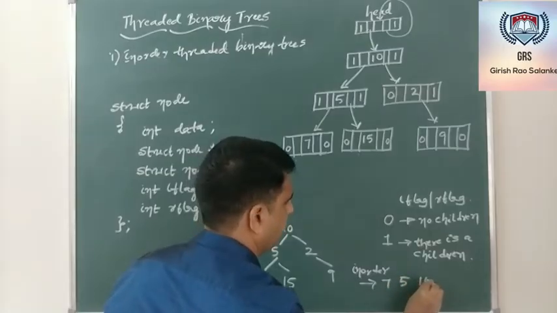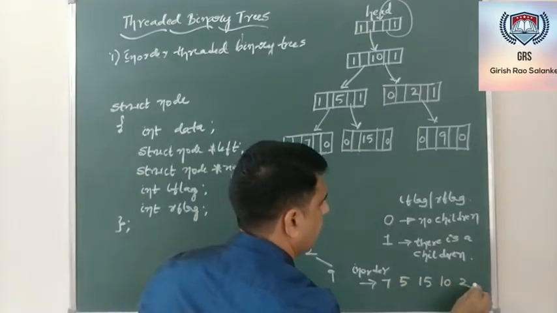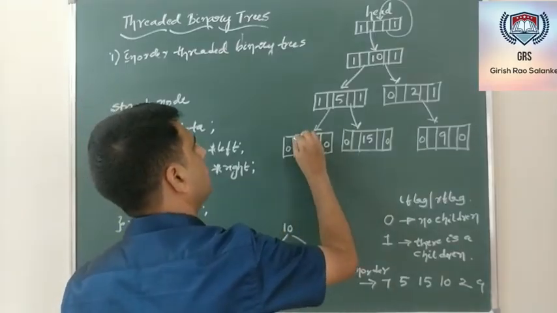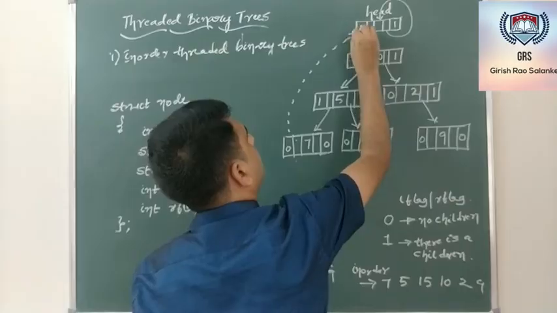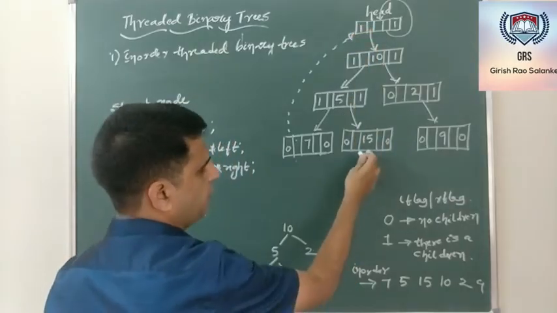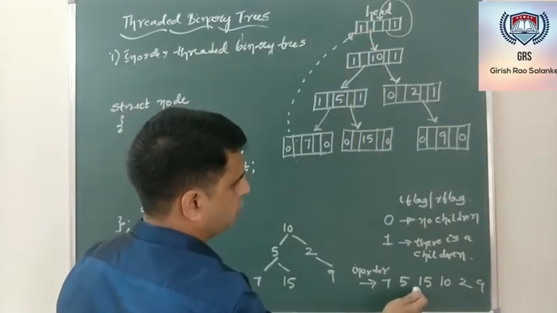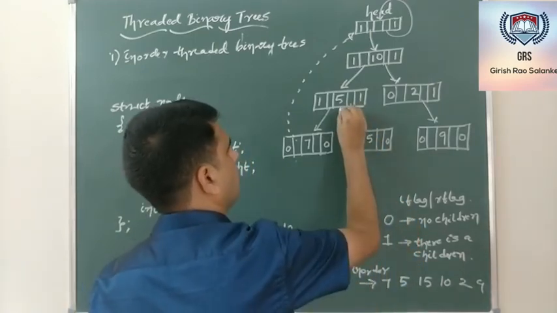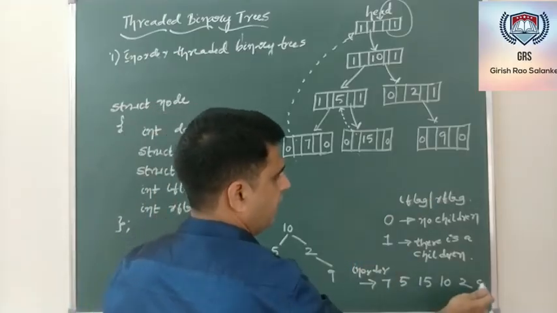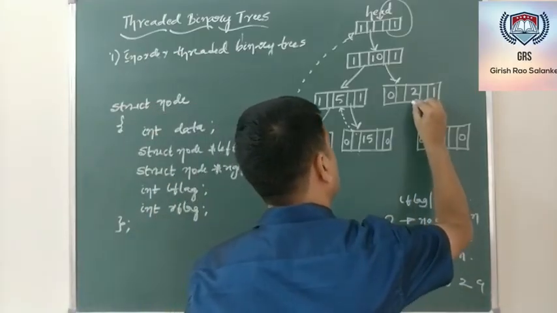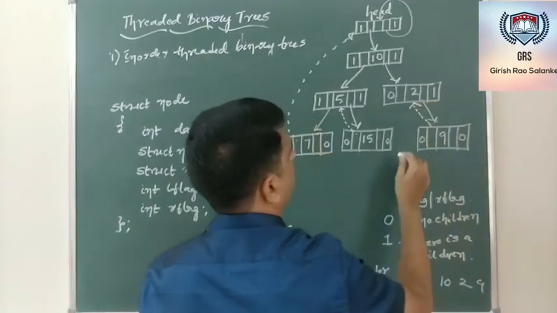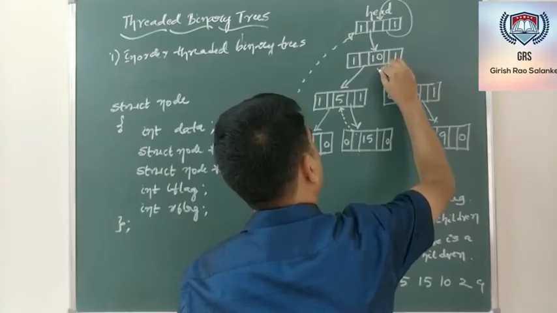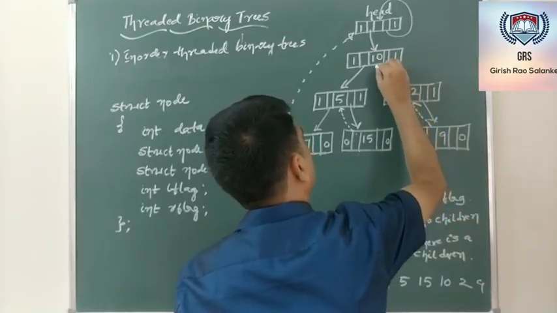7, 5, 15, 10, 9. 7 does not have a left child, so it should be pointing to head. Now 15 left should point to 5. Next 9 left should point to 2. 2 left should point to 10.